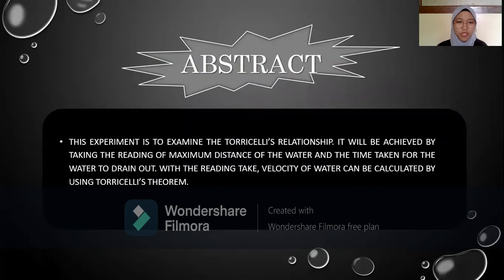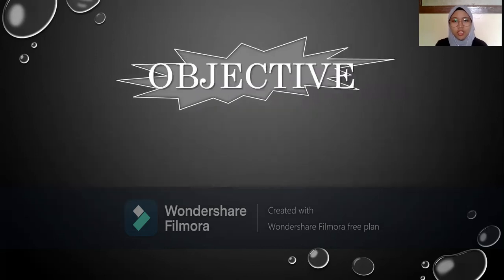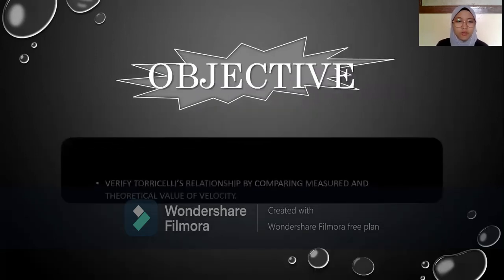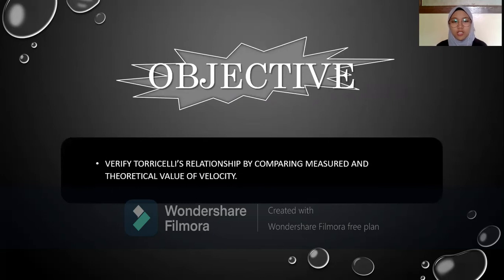So this experiment is to examine the Torricelli's relationship. It will be achieved by taking the reading of the maximum distance of the water and the time taken for the water to drain out. After taking the reading, the velocity of water can be calculated by using the Torricelli's theorem. Next, the objective of this experiment is to verify Torricelli's relationship by comparing measured and theoretical values of velocity.